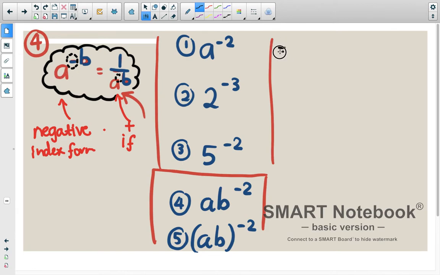So, jom kita tengok soalan ni. Okay, ini adalah negative index form. So, kita nak tukarkan dia. Dia akan jadi 1 per A kuasa 2. Okay, what about this one? Dia akan jadi 1, okay, 2 kuasa 3. So, you guys fokus dekat 2 kuasa 3 ni. It goes right here. Okay, dan negatif ni korang bayangkan, dia pergi kat sini. Okay, so atas ni akan jadi 1. So, what about this one? 1, 5 kuasa 2. Okay, I hope you guys follow through. It's pretty simple, pretty straightforward.